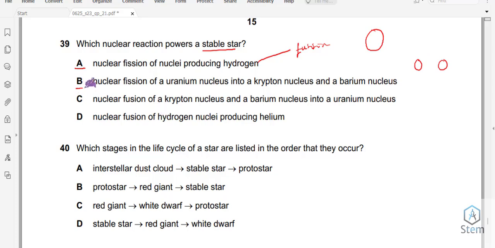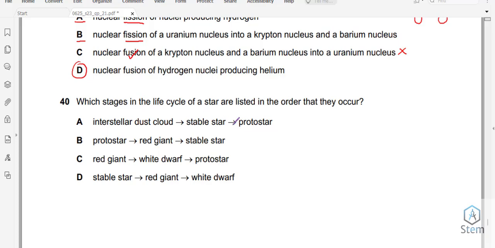Option B says nuclear fission. Again, they are saying fission. Wherever they are saying fission, that answer is wrong. C, nuclear fusion. Well, that's better now. Nuclear fusion of a krypton nucleus and barium nucleus. Well, these are not the elements. Then D, nuclear fusion of hydrogen nuclei producing helium. That is the correct one. We have hydrogen and hydrogen forming helium.